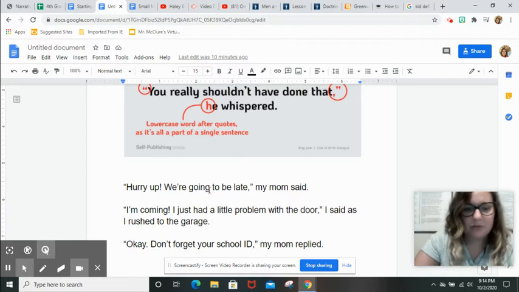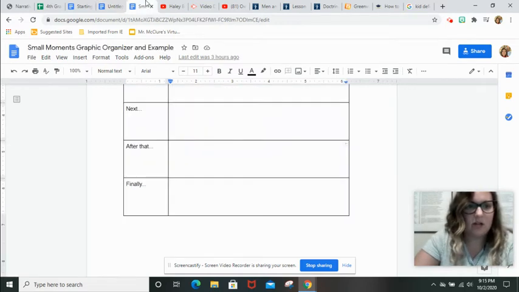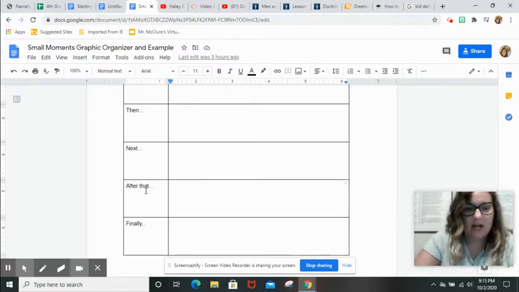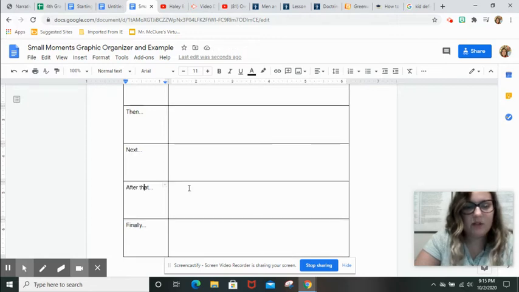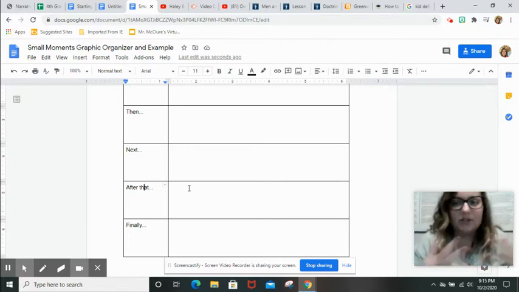What I would like you to do today is go back to your small moments graphic organizer and take a look at your after that box. This is what we are focusing on today, whatever you have written in your after that box. With that, you are going to look for a way to add dialogue in your text. Thinking back to your story, you are adding a conversation between two of your characters.